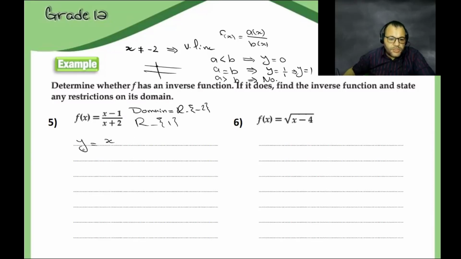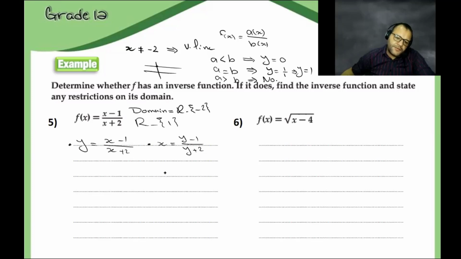Okay. Step number 1, replace f of x with y, so it will be y equals x minus 1 over x plus 2. Step number 2: now we need to find the inverse. So change x instead of y and y instead of x. So it will be x equals y minus 1 over y plus 2. So how do we solve it?